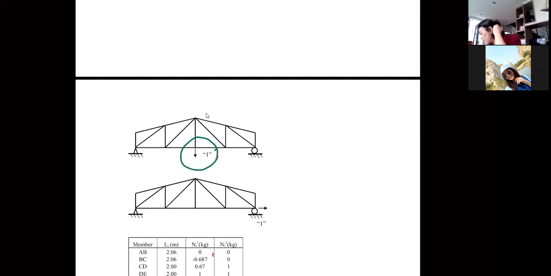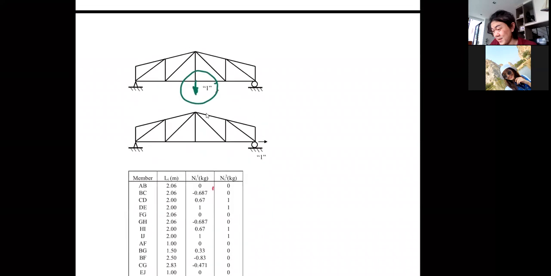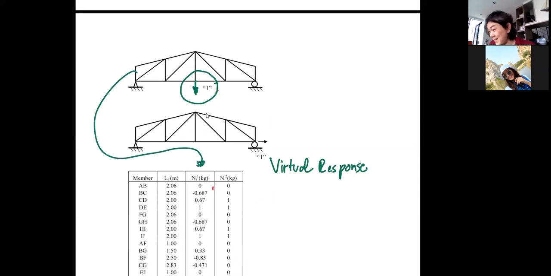here because we want to calculate the mid-span deflection, right? So we apply the unit load at mid-span. Deflection is, of course, a downward movement of your structure. So you apply the unit load in the downward direction like this. And then when you have the load, you again perform the analysis to get the virtual response. Okay, so this is the virtual response. This one is due to this. And then this one is due to this case.